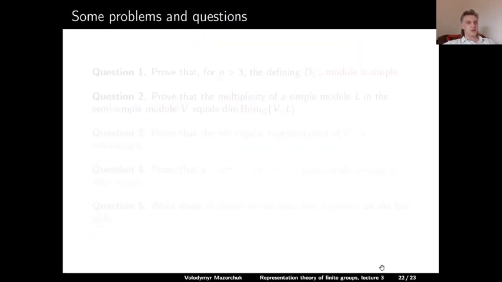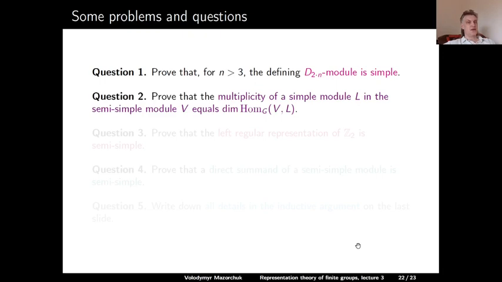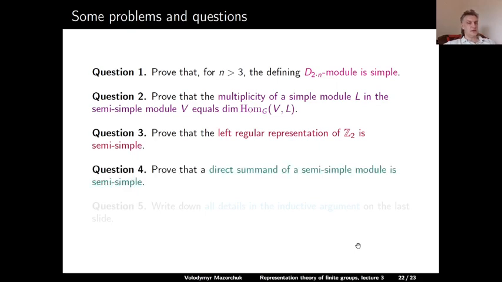So let us finish with some problems and questions. Question 1. Prove that for n greater than 3, the defining n-dimensional module is simple. Question 2. Prove that the multiplicity of a simple module L in a semisimple module V can be computed as the dimension of the space of all G homomorphisms from V to L. Question 3. Prove that the left regular representation of Z2 is semisimple. Question 4. Prove that a direct summand of a semisimple module is semisimple.